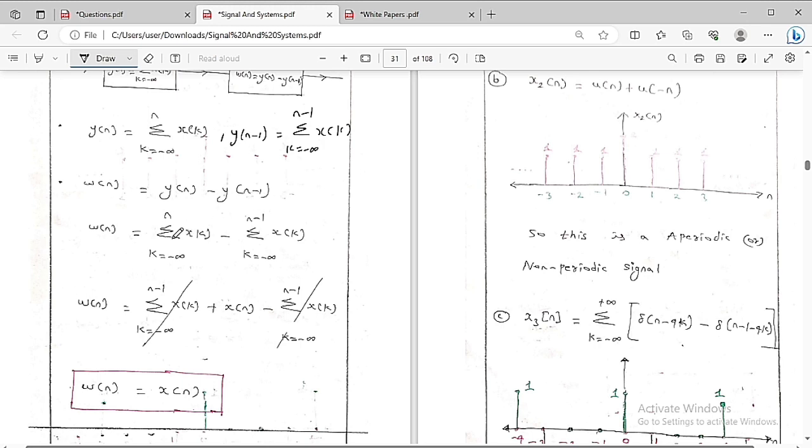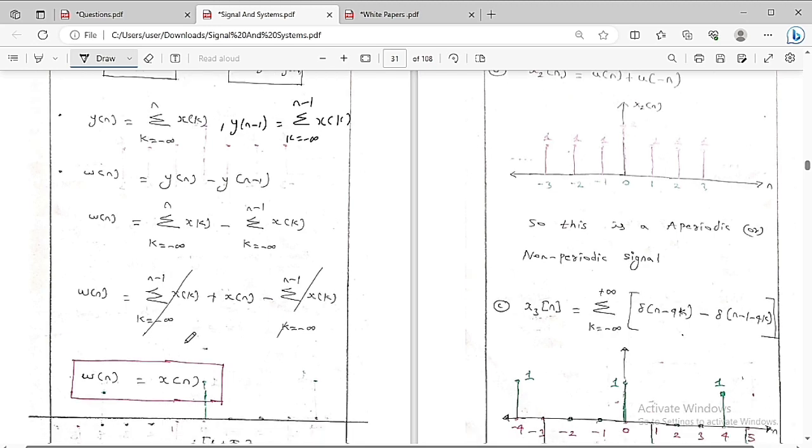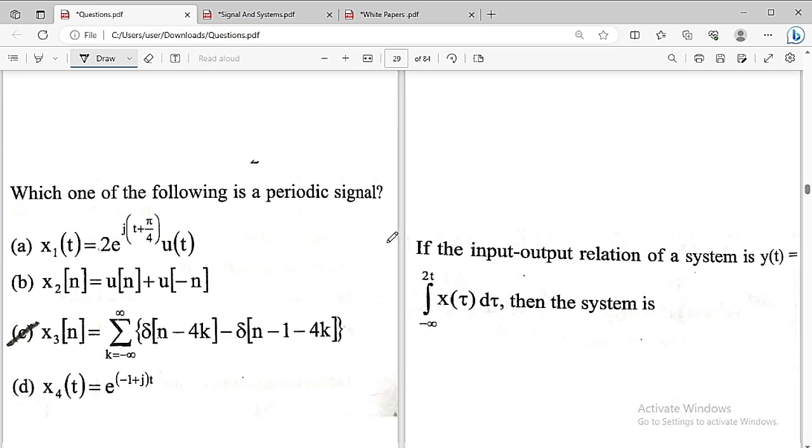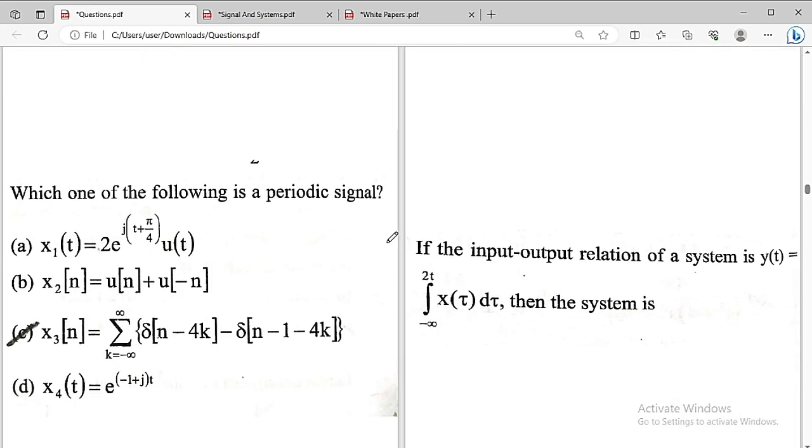Then this is nothing but up to n terms plus the nth term. So these two are going to get cancelled and only the nth term remains. So omega of n is nothing but x of n. So this is the correct solution of this question. Now we are going to solve another question.